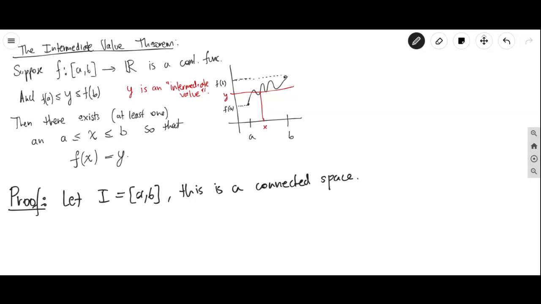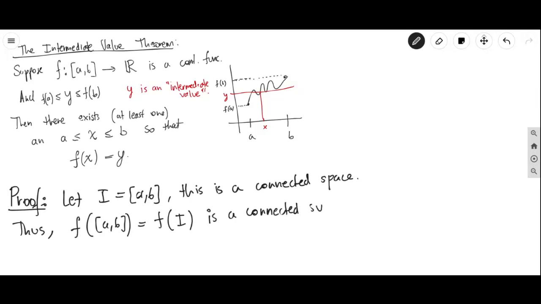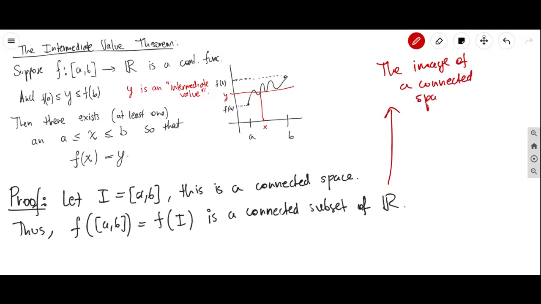And therefore, the image of this, the image of [A, B], which is f of I, is a connected subset of R. This is the theorem. Why is this? Because the image of a connected space is connected. That's the theorem. The image of a connected space is connected.